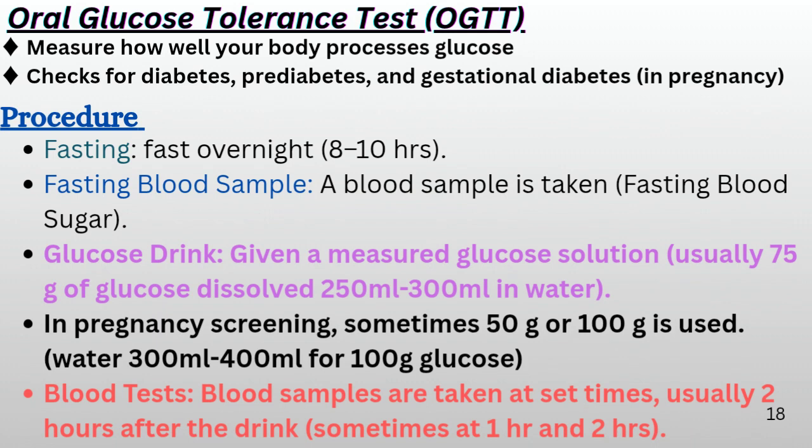After drinking the solution, blood samples are taken at set intervals, usually 2 hours after the drink. In some cases, blood may also be tested at 1 hour and next 2 hours after drinking glucose. These samples help the doctor see how your body handles the glucose over time.